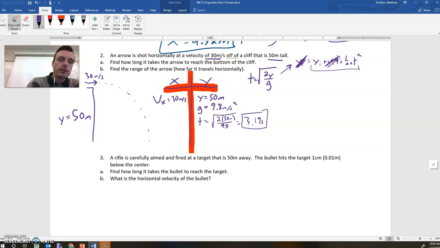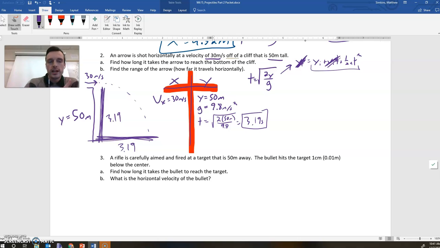Now, what I'm going to do here is just give you a little idea. The time it takes to fall, we just calculated, is 3.19 seconds. Well, guess what? As it's falling, it's also moving horizontally. So that amount of time is the same amount of time it takes to move side to side. Independent, but simultaneous.